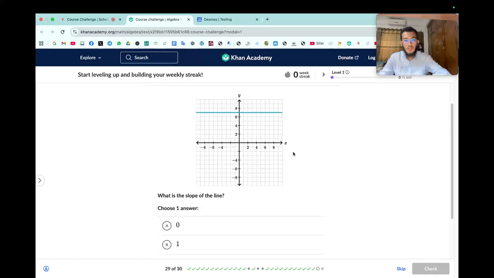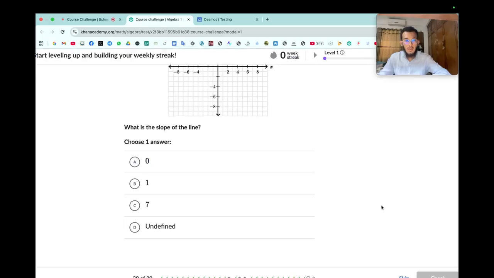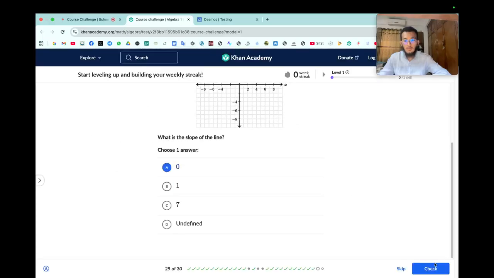What is the slope of this line? The line is parallel to the x-axis, so the slope is 0. Okay. If it is parallel to the x-axis, then it is slope 0.